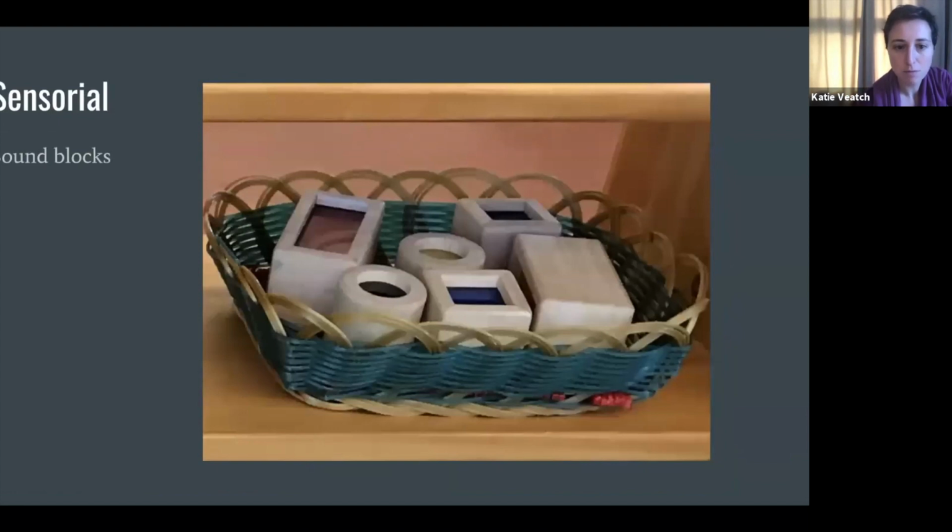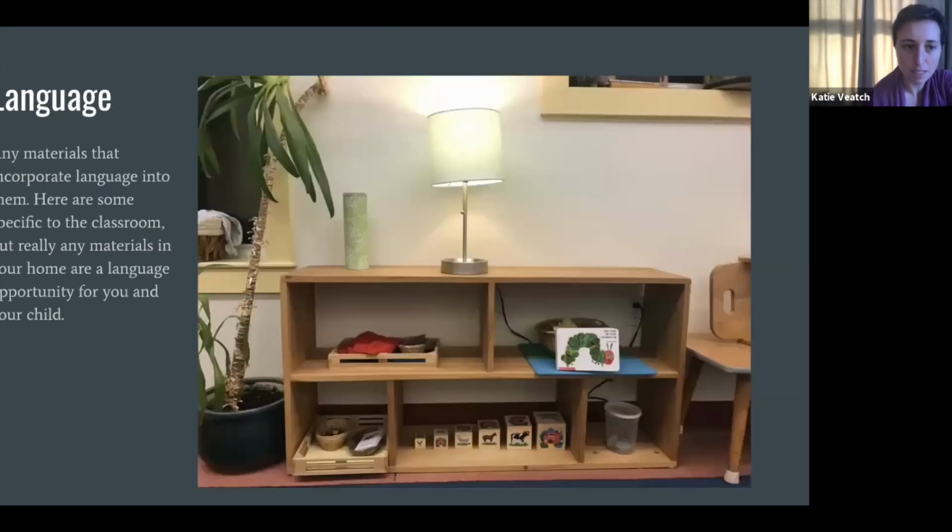Sound blocks is a really fun one for young babies. These are kind of expensive, but your parents might be interested in investing in these, or you might want them for your personal collection. These are really nice, and these are a preliminary activity. In the 3 to 6 classroom, there's a lot of sound discrimination activities that are really nice. So this is like a simple one. It's almost like a rattle, but they all have different beads inside, and you can see the beads.